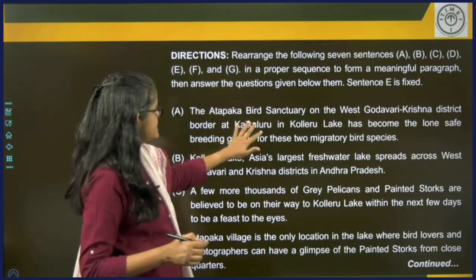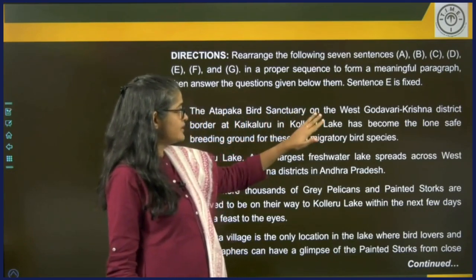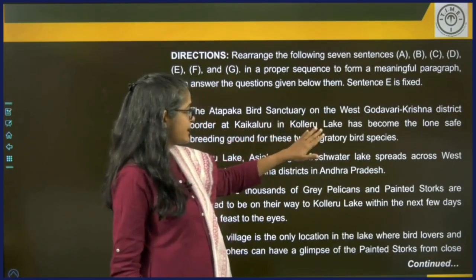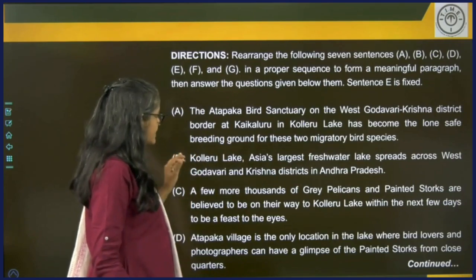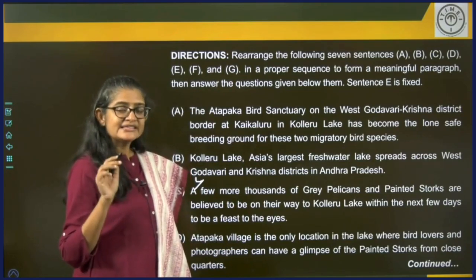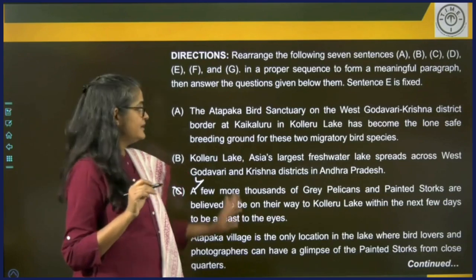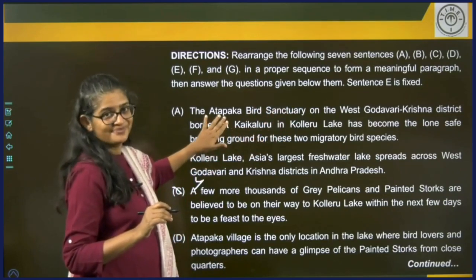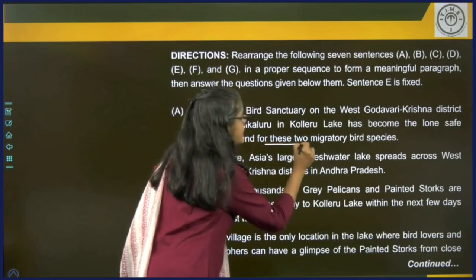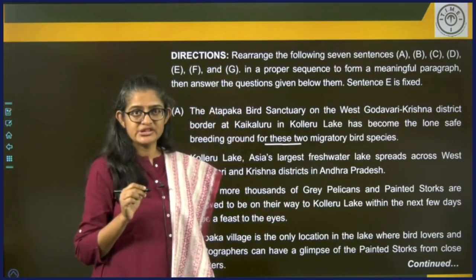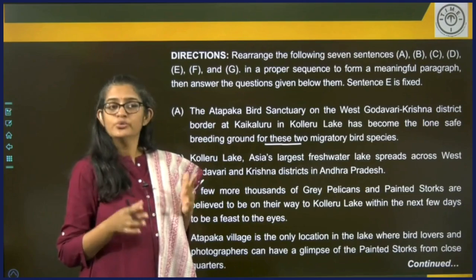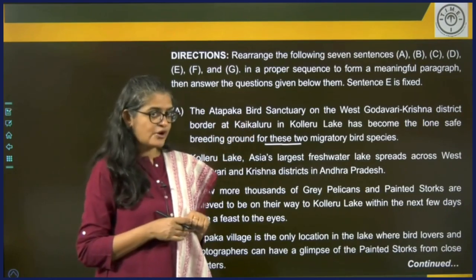The Attapaka Bird Sanctuary on the West Godavari Krishna district border at Kaikaluru in Kolleru Lake has become the lone safe breeding ground for these two migratory bird species. Can this start the paragraph? Till here it was okay. It is introducing a bird sanctuary, it's all fine. But these two migratory bird species, you have a pronoun there, it needs a referent. What does it refer to? We cannot start with this sentence.